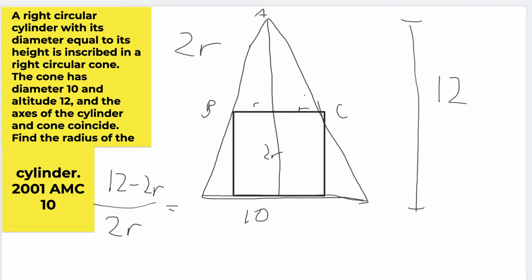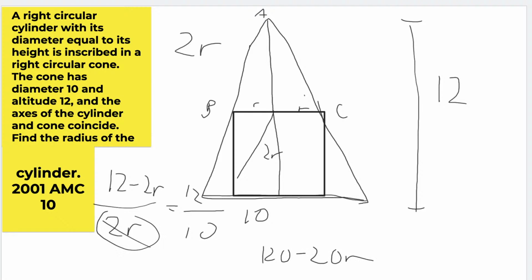And this is equivalent to the ratio of another similar triangle, the bigger one, the whole thing. What is the base? 10. And what is the height? 12. Now using this, we just have to multiply both sides by 10 first. 120 minus 20r. And then you multiply both sides by 2r to cancel this term out. You get equals 24r.